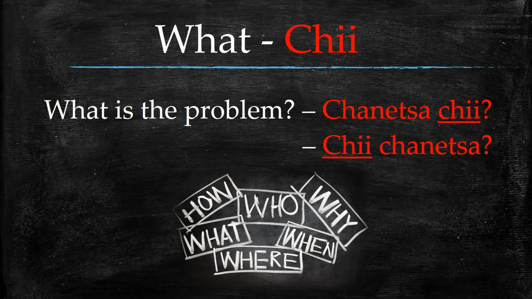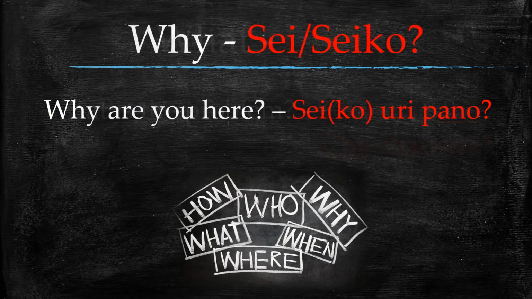What is chii. If you want to say, what is the problem? You say, chanetsa chii. Or you can alternatively say, chii chanetsa. Why is sei? Or seiko is the other variation. So, if you want to say, why are you here? You say, sei uripano or seiko uripano. The ko there just adds emphasis on the question.